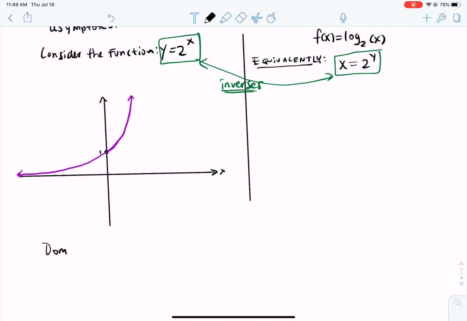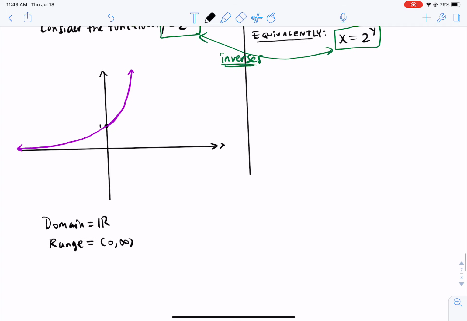What will be the domain for this one again? All real numbers. The range for this one? It has a horizontal asymptote. This is the line y equals 0. This is a line. And we also have a y-intercept. I think there's also a vertical asymptote. Not for the left side, no. But the right side there is a vertical asymptote. Correct, yeah. So the y-intercept will be 0, 1 for the left side here.